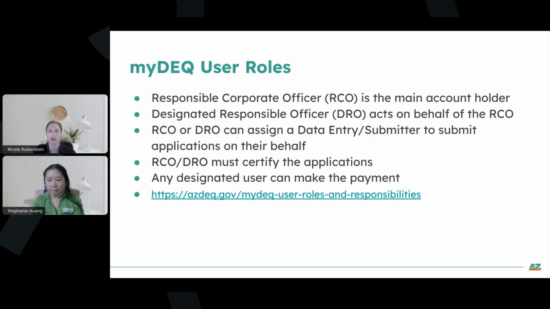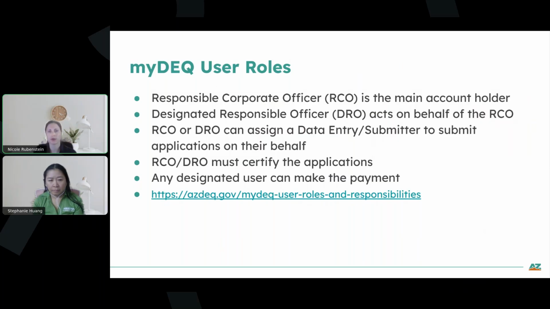The designated responsible officer, the DRO, can act on behalf of the RCO. The RCO or the DRO, either of them, can assign a data entry or submitter to submit applications on their behalf. So typically the RCO will add the engineering firm with the data entry or data submitter role, and that'll allow the engineering firm to submit the application for them.